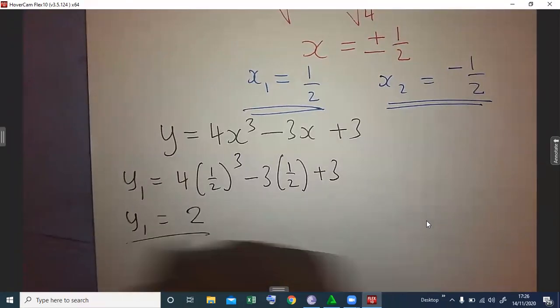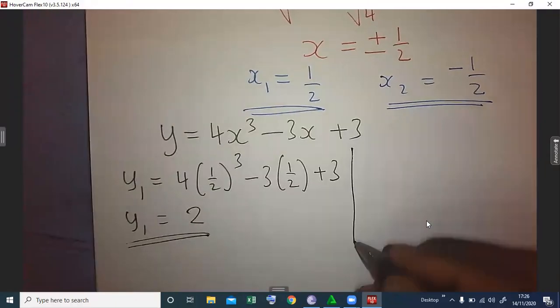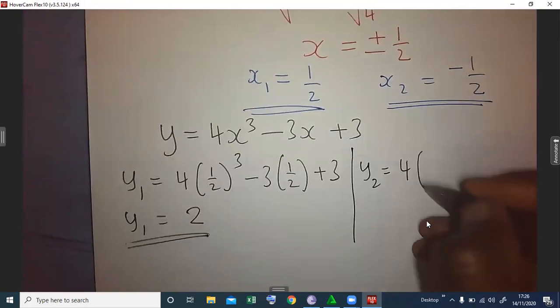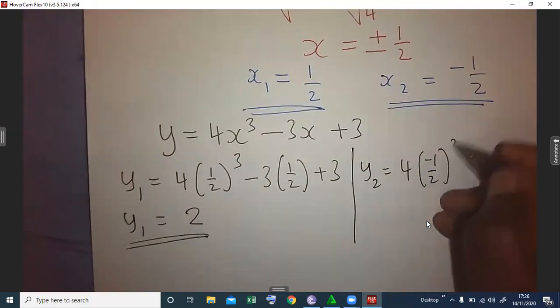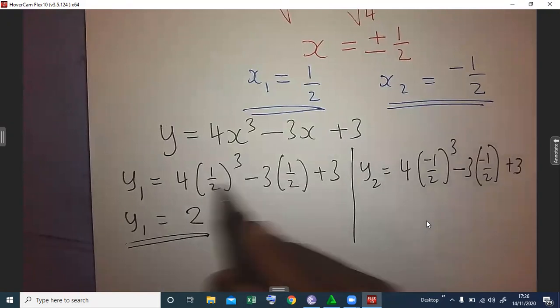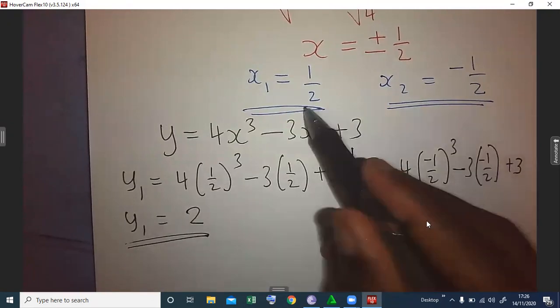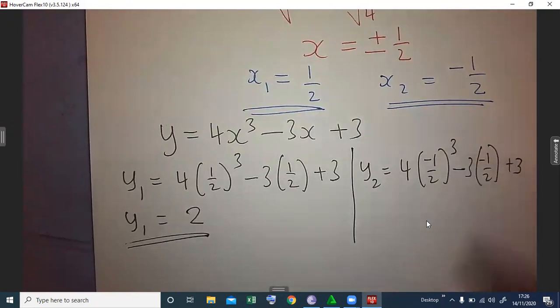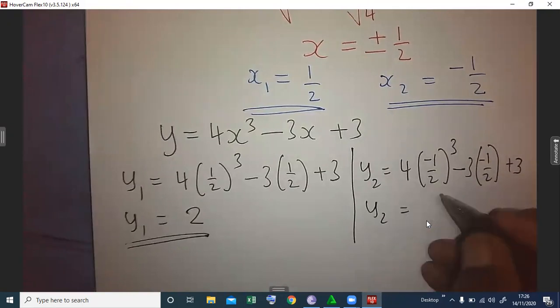In the same way, to get y2, I will substitute negative a half in my function, because the first one I substituted positive a half. And remember my two x's, one is positive, one is negative. When I substitute this and I work it out, I get y2 as 4.